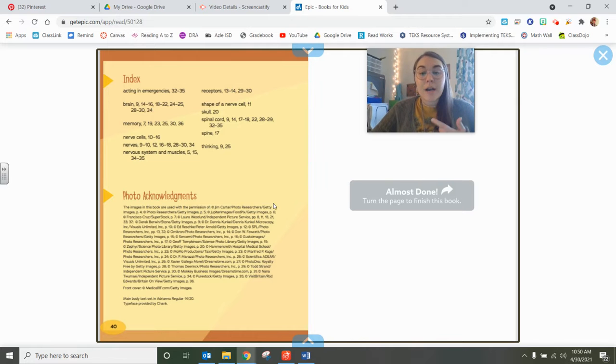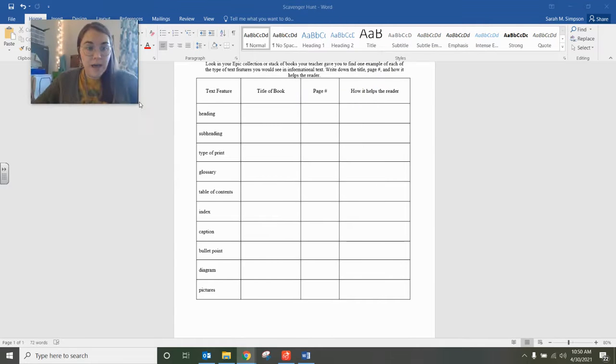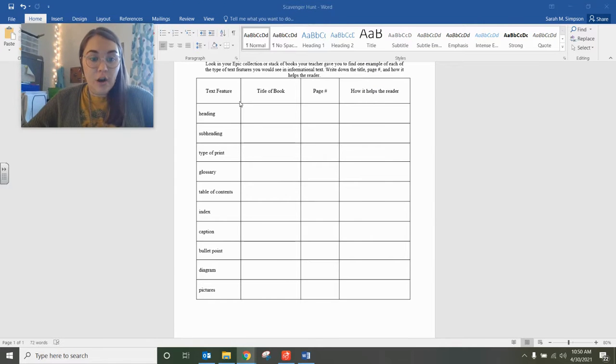So today for your assignment, you are going to be assigned an Epic book, and a screenshot of it is going to be right down below. So all you have to do is type in the title of the book, find it on Epic. You are going to complete the scavenger hunt that I just pulled up. You have to look how many things there are. This is everything that I have taught you today. 1, 2, 3, 4, 5, 6, 7, 8, 9, 10 things. Out of those 10 things in your book, you have to find 7 of them.